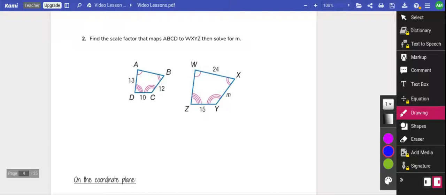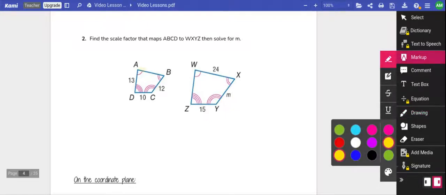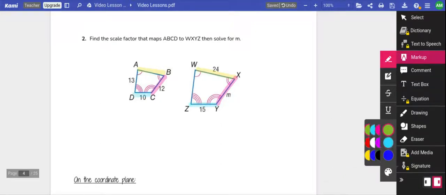Now let's try this. We're going to find the scale factor that maps ABCD to WXYZ, and we're going to solve for m. So the first thing that we need to do is find the scale factor itself. So to find the scale factor, like I said before, we're going to find some corresponding sides. So I'm going to go again around and match them up based on the names. AB corresponds with WX, BC with XY, YZ with CD, and WX with AD.